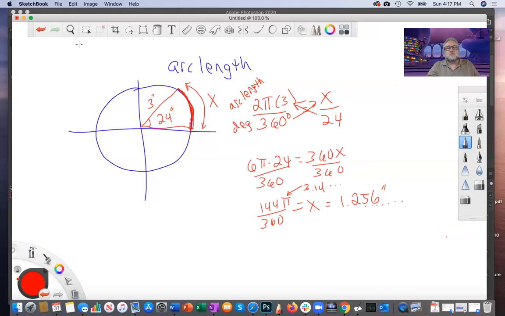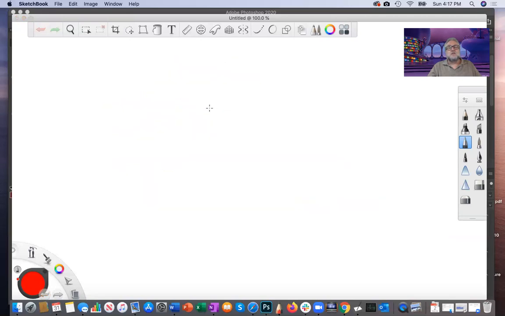Let's go on to the next one. Well, is there a next one? Because that's really the bulk of it. Okay, there is another one. Arc length is very commonly represented by the letter S. I have no idea why. But here's another way to calculate arc length: S equals R theta, if theta is in radians.